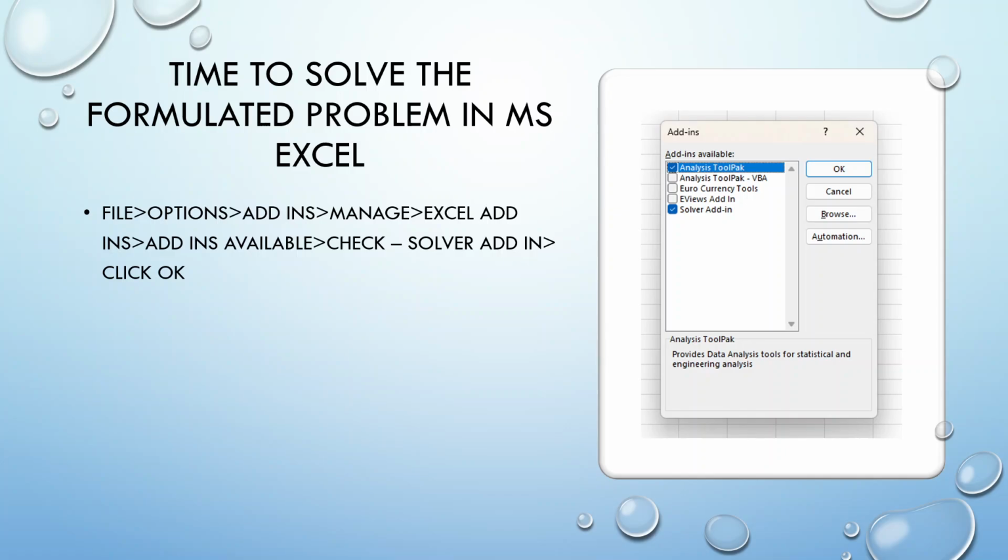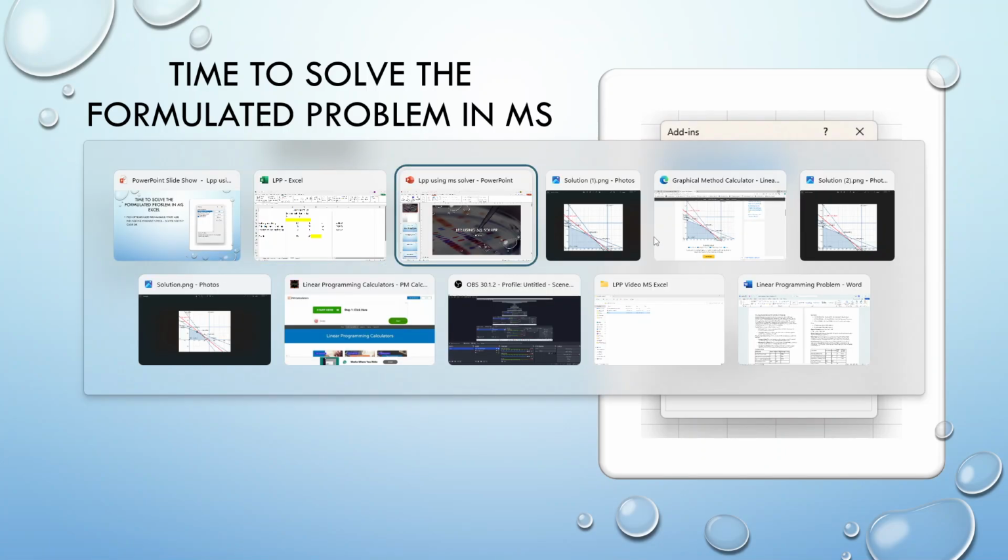let's formulate this whole problem in Excel Solver. Basically, if you don't have Excel Solver, these are the steps that we need to follow. First, click on File, go to Options, go to Add-ins, go to Manage, go to Excel Add-ins, go to Add-ins Available, check Solver Add-in. If the tick is not there, just tick that box and click OK. You can get your Excel Solver. Yes, I will show in Excel also.